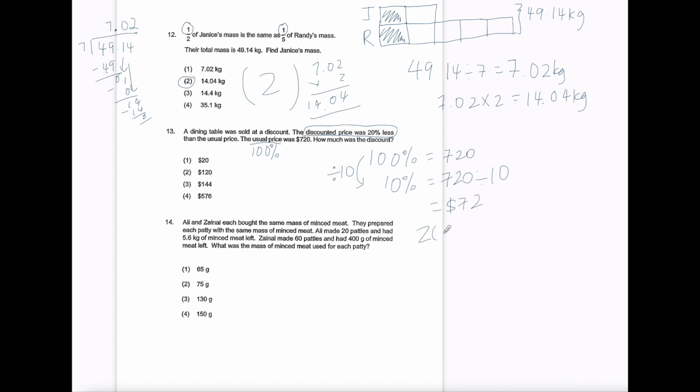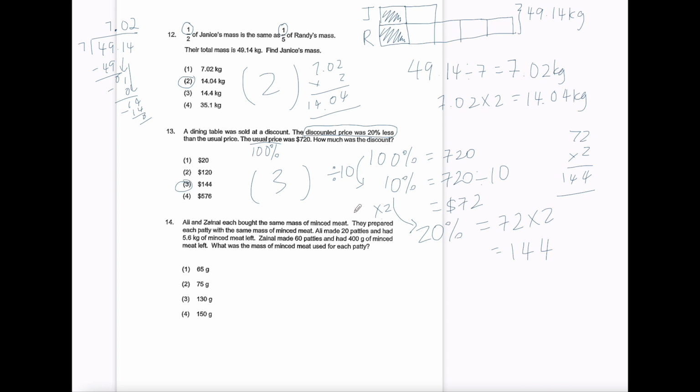So I need to find 20%. From 10%, how do I become 20%? I multiply by 2 because 10 times 2 is 20. So 72 times 2 equals, since we can't use a calculator, 144. So my answer will be 3. That's the discount. Alright, got it?